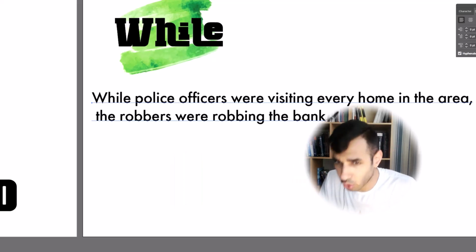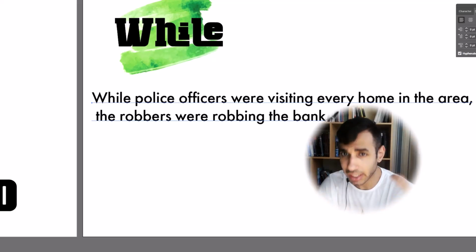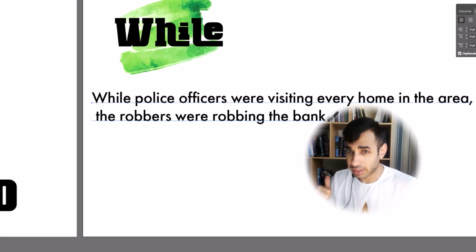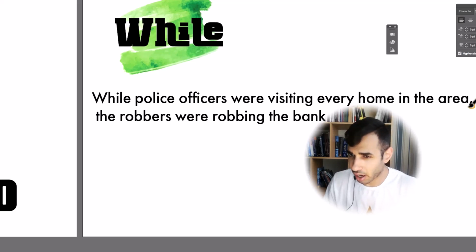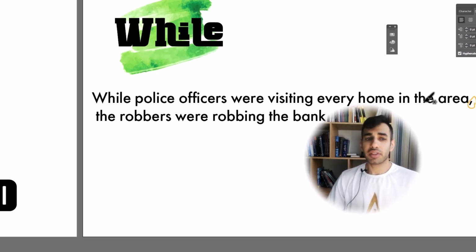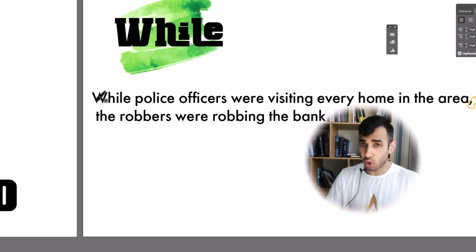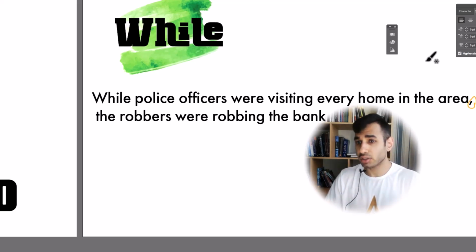Police officers were visiting every home in the area. This situation is absolutely expected, but robbers were robbing the bank. This is unexpected. Pay attention to this comma. If the clause beginning with while is the first clause, we need to separate the first clause and the second clause with a comma. Now, more examples with while.